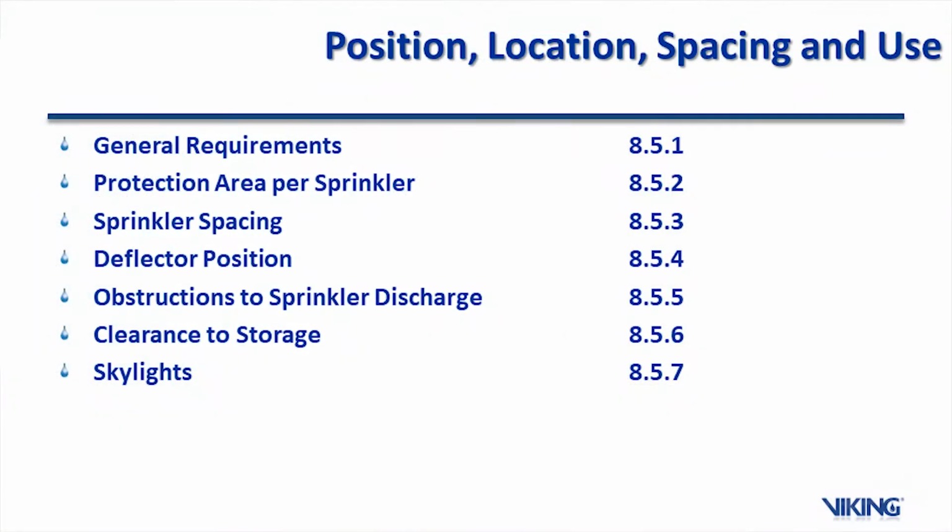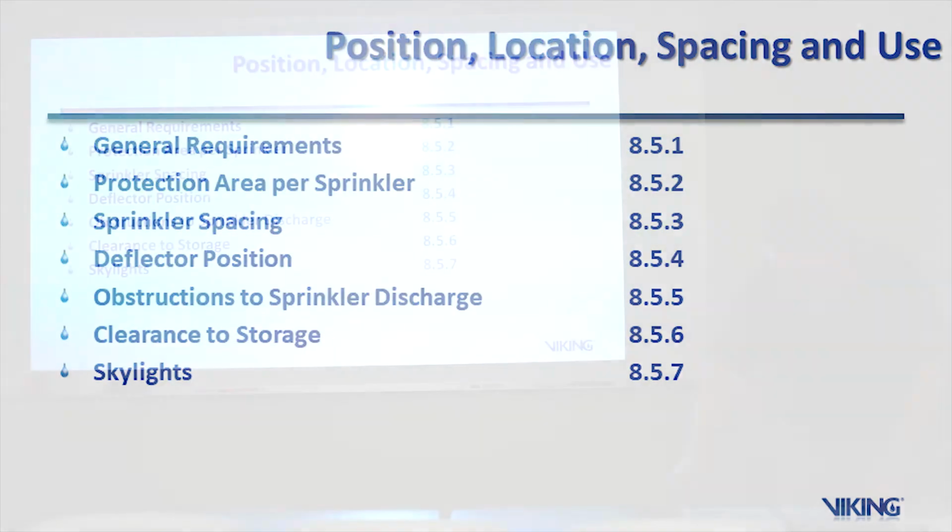So the general rules for positioning, spacing, and location, as detailed in section 8.5, include some general requirements. Then we talk a little bit about protection area per sprinkler: general rules on exactly where that protection area is and how you calculate it. Some general rules on sprinkler spacing, deflector position, obstructions to discharge, clearance to storage, and when you run into skylights. Okay, when we actually have an issue with skylights.